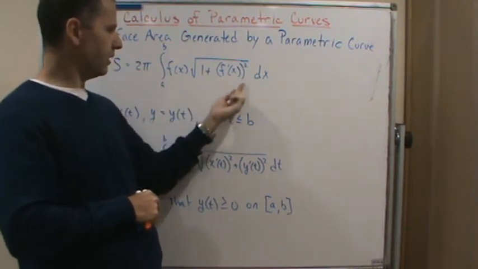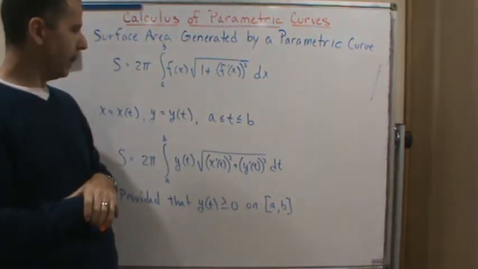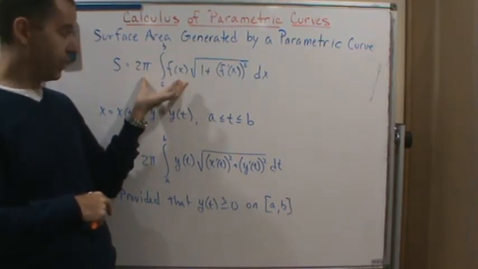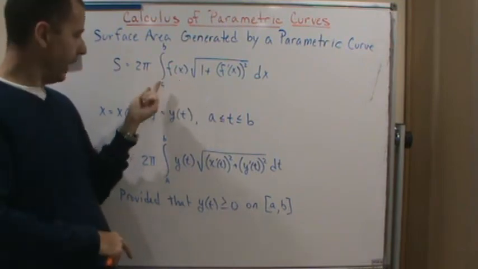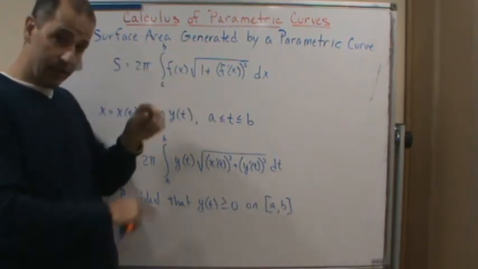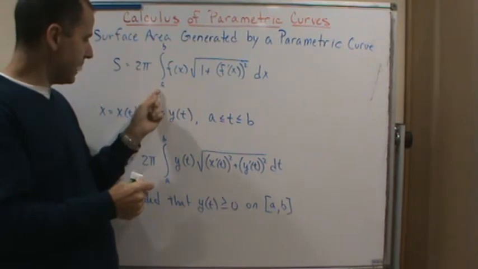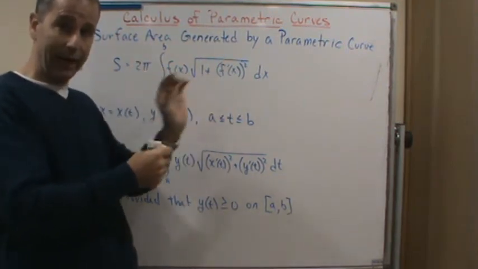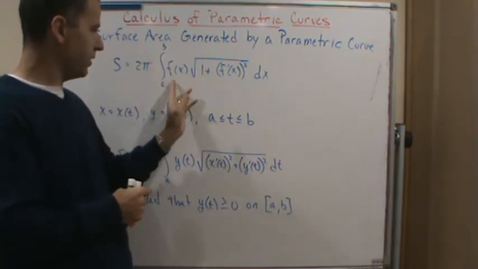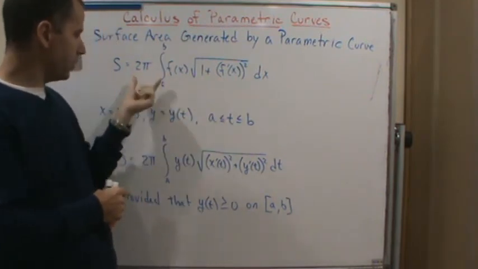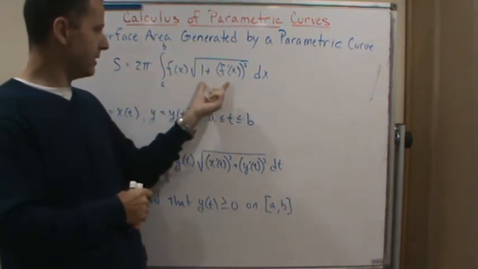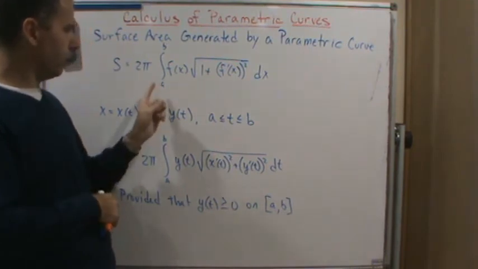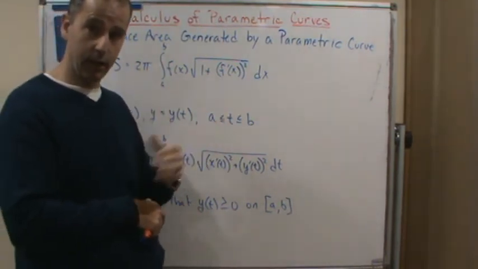So we're taking the arc length and multiplying it by the circumference of a circle, the distance around, and we're taking these little circumferences and stacking them from A to B, and that gives us our area. So this integration gives us that. This is the circumference, 2 pi r, and then this is the arc length, and then we're integrating it from A to B to give us the area of the surface.